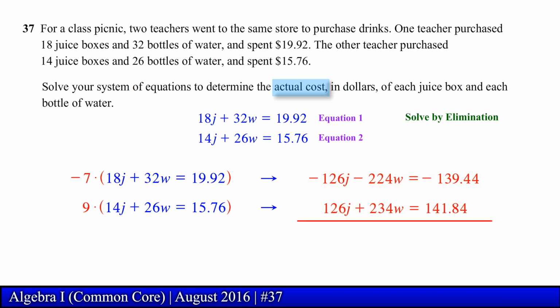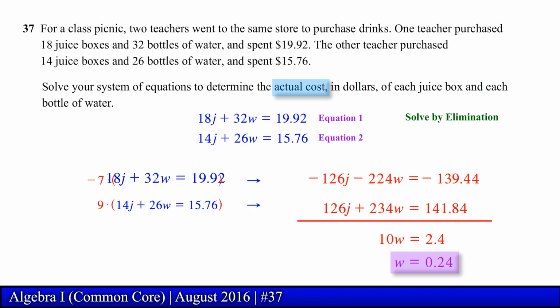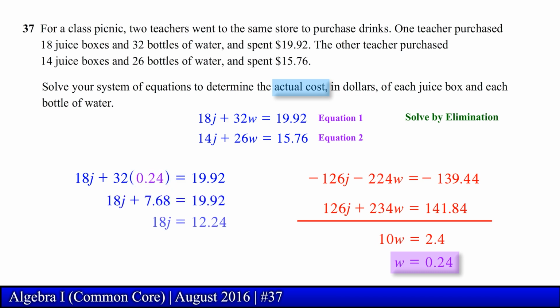Next, we go ahead and add the equations together. Notice that the variable J is eliminated, leaving us with an equation with a single variable, in this case, W. Solving for W, we obtain 0.24. The last step is to substitute this value into one of the original equations and solve for the other variable, in this case, J. Substituting the value for W into the first equation and solving for J, we obtain 0.68. So the price of the juice box was 68 cents, and the price of the bottled water was 24 cents. So this is our final answer.